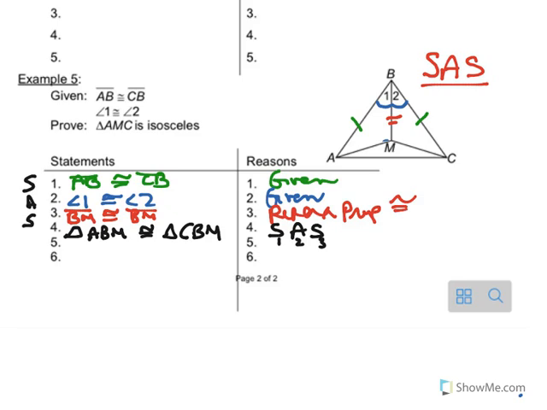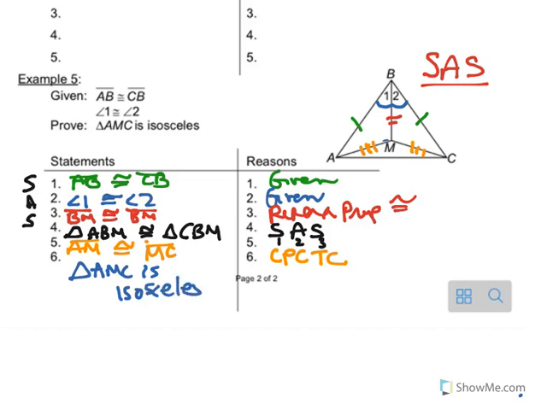And now we are going to say that AM is congruent with MC. And how do I know that? CPCTC. And then as a final statement, we are going to say that triangle AMC is isosceles. And how do I know that? It's the definition of isosceles triangle.